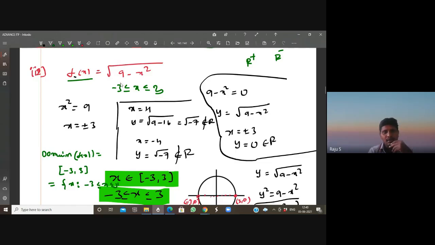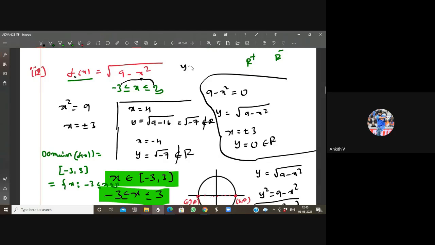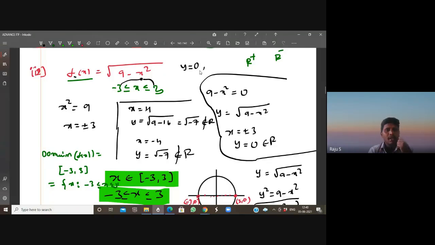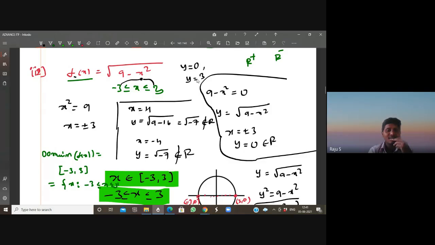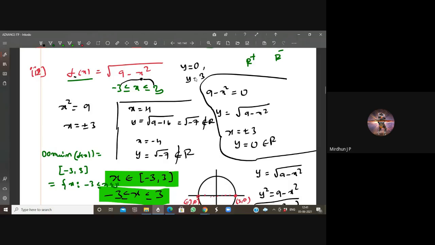Output, anyone? Substitute minus 3 and plus 3 here. What is the y value? 0. Okay, then substitute x value 0 here. What is the y value? 9, sir. 3. 3. Nothing but what is the range here? 0 to 3. That's it.